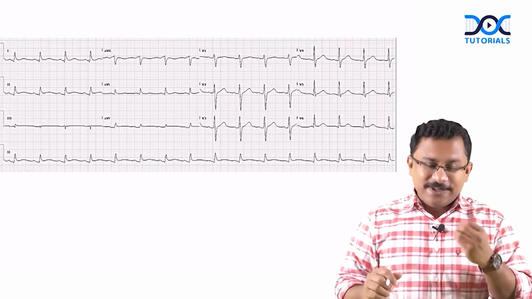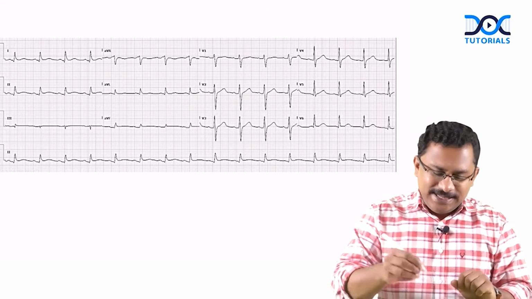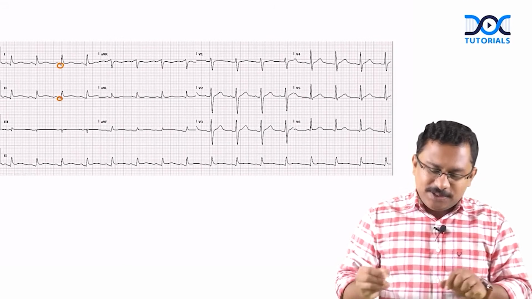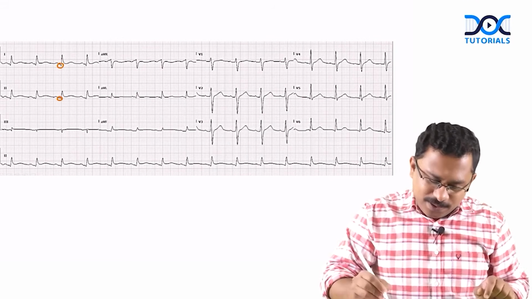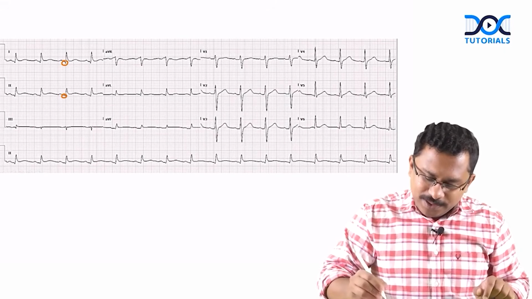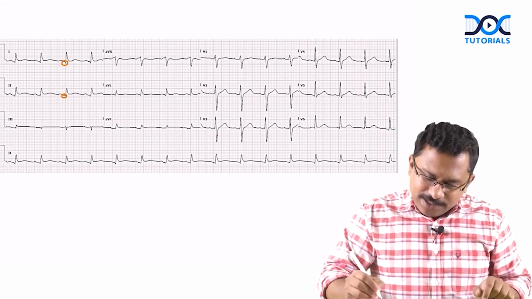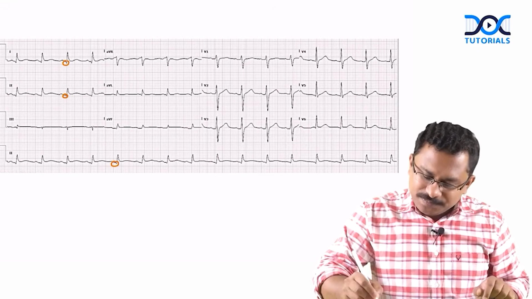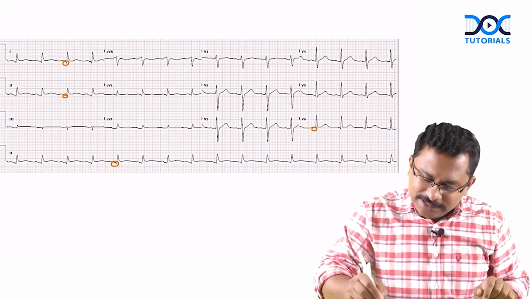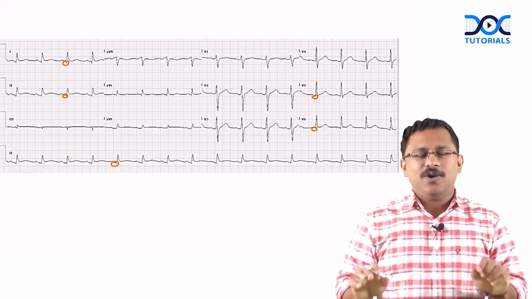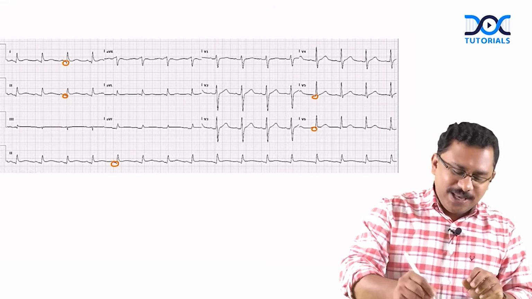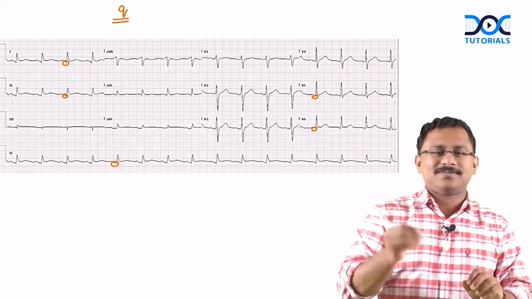Look at this first example in the ECG. You are seeing some small Q waves here, correct? Some small Q waves are there in leads 1, 2. And here again, the Q waves are very, very small in V5, V6. So these are actually normal Q waves. You can even use the term small Q.